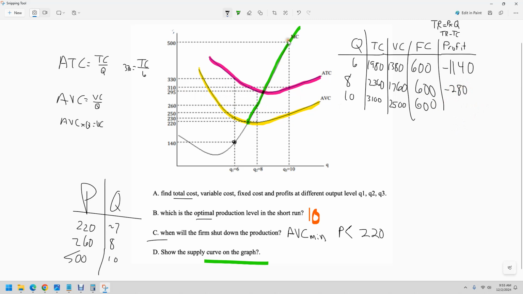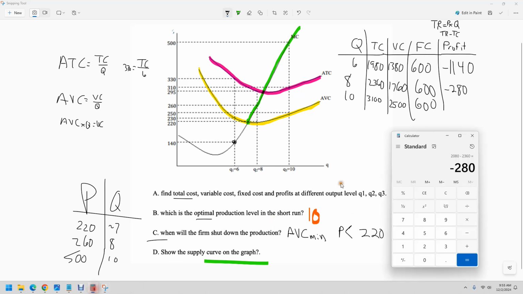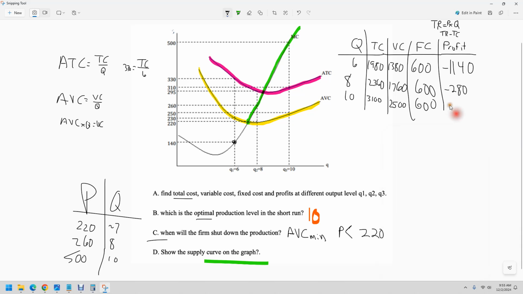And then in order to produce 10, I actually already did this one, but we'll do it one more time. So it would be 500 times 10, which we can do in our head. 5,000 minus 3,100, and that would be 1,900. That is likely where we get the optimal level of production. Okay, and that's how to take apart that kind of graph and think about it when it's perfectly competitive.